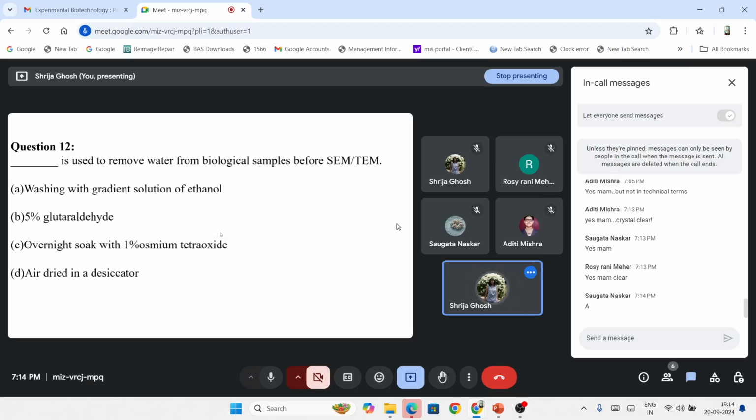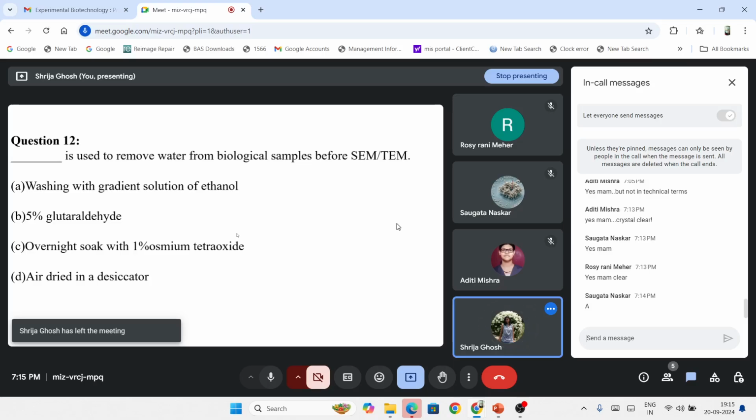Okay, Swagata has answered option A, washing with gradient solution of ethanol. Anyone else wants to answer? So option A is the correct answer here.